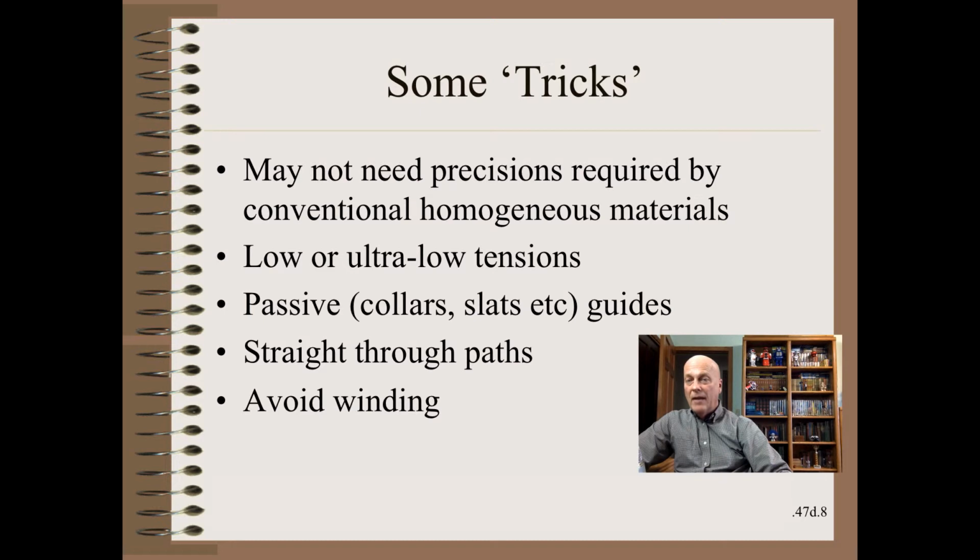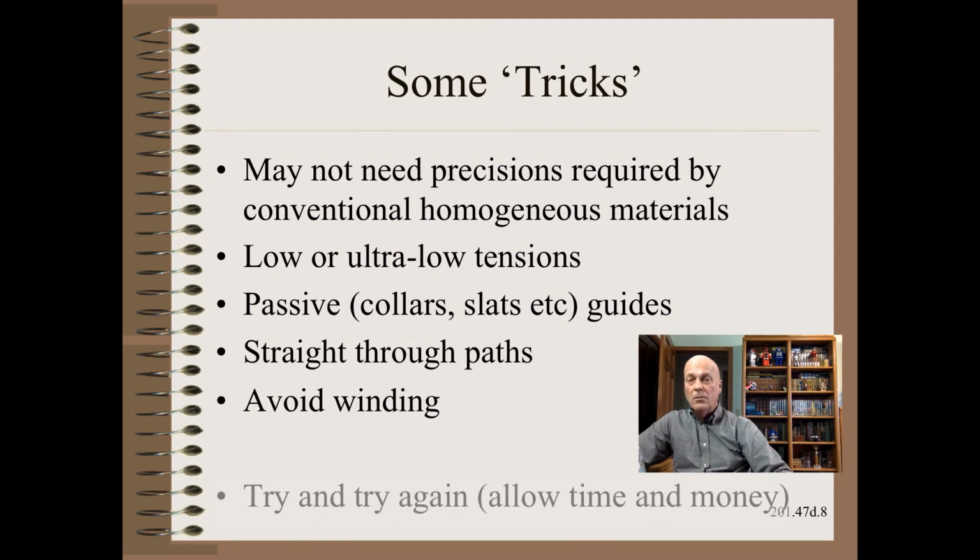Of course, path control will go to heck, but that is actually another opportunity. Because non-traditional web products tend to be stiffer and thicker, we might be able to use simple adjustable roller collars or slats to guide the web instead of the very complicated and very expensive active guides that traditional webs use. Finally, if bend radius is a problem, we might choose a straight-through path and avoid winding altogether by going roll to sheet rather than roll to roll.